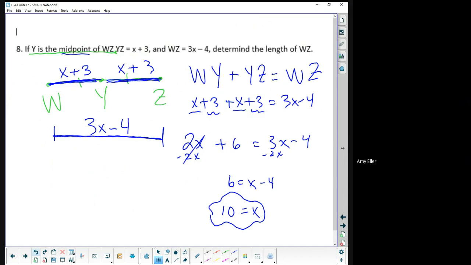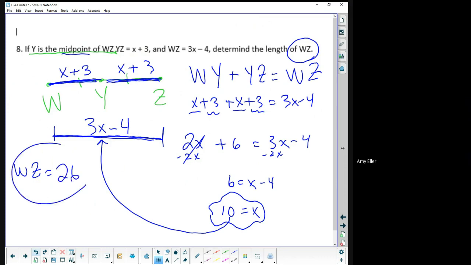Is 10 my final answer? No. Sometimes it will be. This time, determine the length of WZ. Plug that back in. We can do that without a calculator also. 3 times 10 is 30. Minus 4. Pictures are required. The work is required.